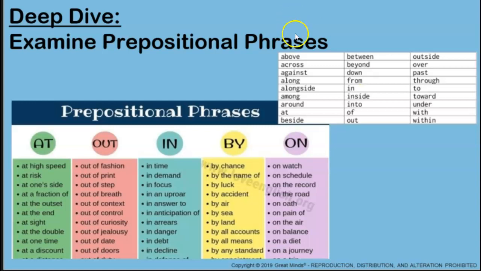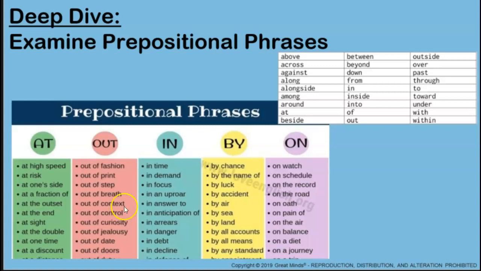Here are some prepositions: above, across, against, along, alongside, among, around, at, beside, between, beyond, down, from, in, inside, into, of, out, outside, over, past, through, to, toward, under, within. You might remember some of these from one of our grammar lessons of Grammar Boot Camp. But today, instead of just looking at just the prepositions, we're going to be looking at prepositional phrases.